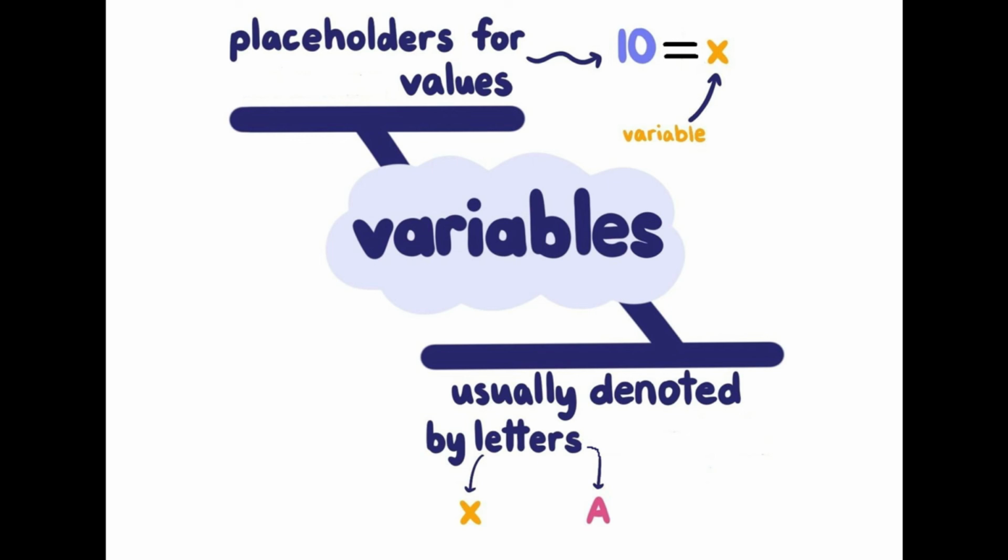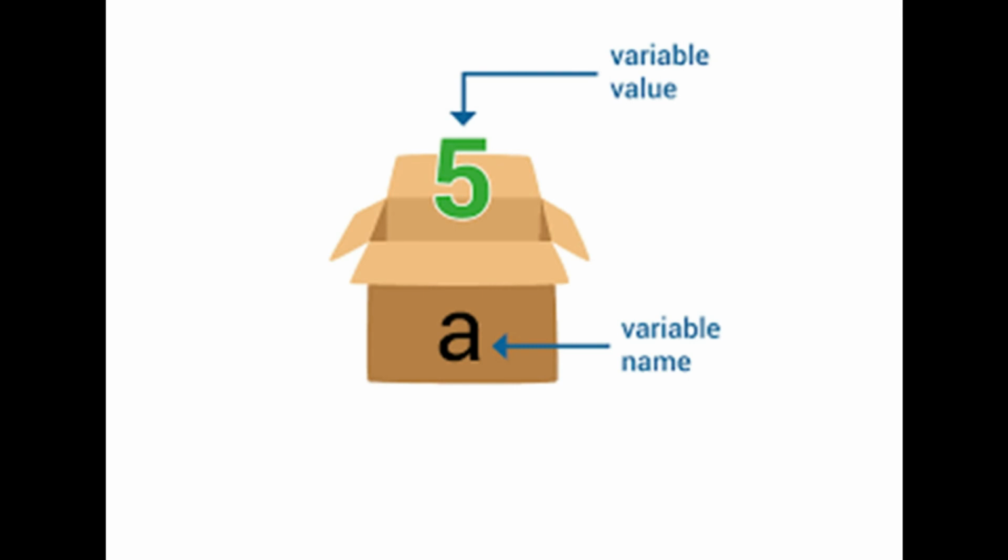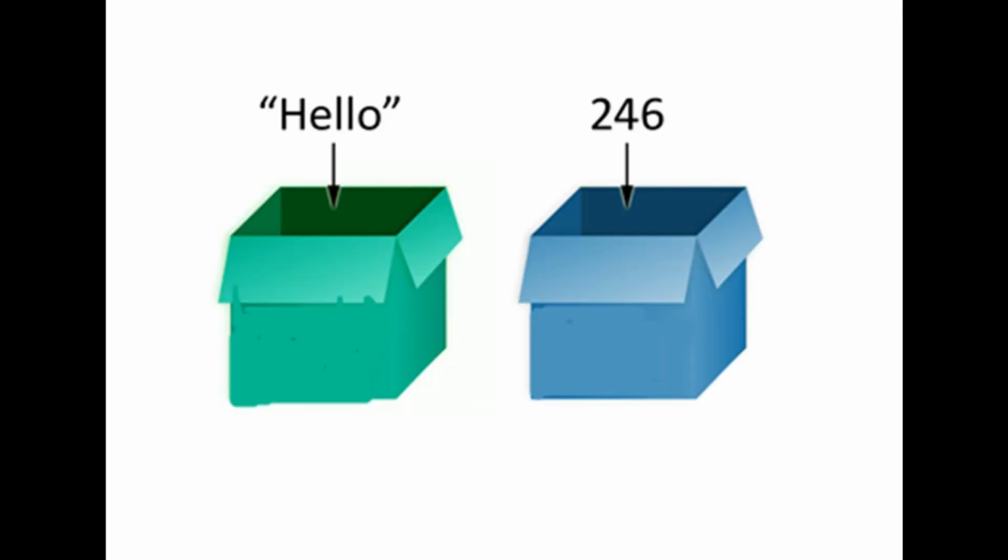A variable is usually denoted by letters or words. In this slide, you can see that this 5 is a variable value and this A is a variable name in which this value is going to be stored. So simply, we understand that within a variable the values are stored. What type of values can you store? As I discussed before, it could be numbers or words.